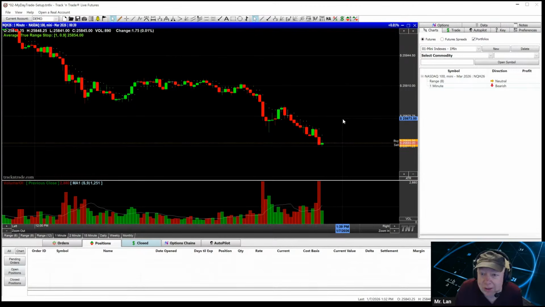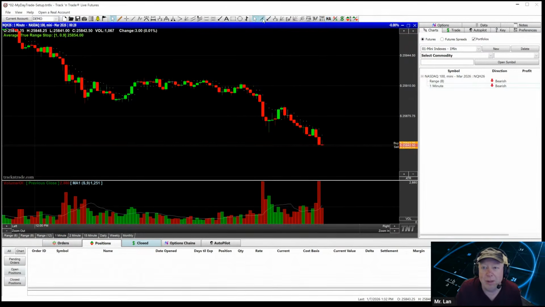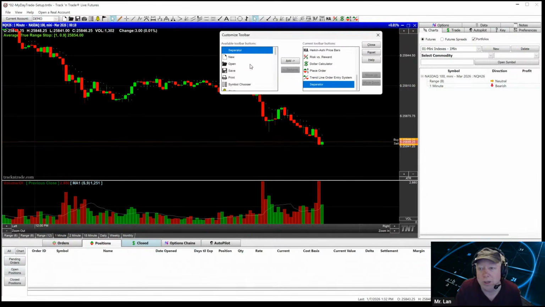For me, the cheat codes are Fibonacci. There's one cheat code. Look, that makes it a little easier to see. I like that. That's nice. That's a little Fibonacci. Now, to get Fibonacci on your charts, if you're using Track and Trade, you want to right click on your bar, custom toolbars, come up here, and you can customize whatever's on that toolbar. It's going to be in the left window, and all you're going to do is come down and find it.